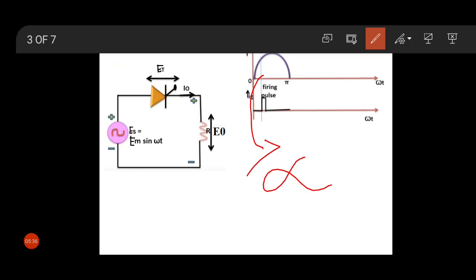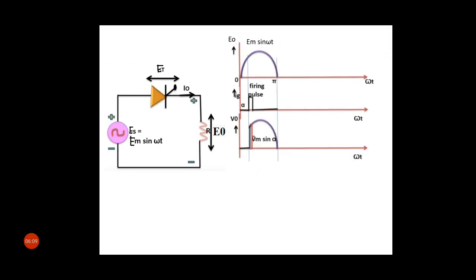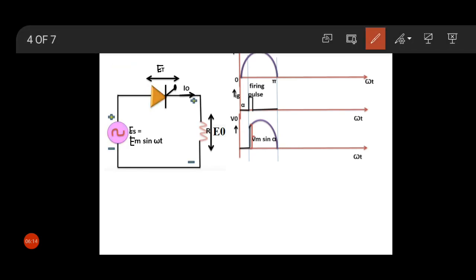Okay, so at this time period, that means 0 to alpha, all the voltage drops across the thyristor. When you provide the firing pulse, the supply voltage flows through the load. So at the alpha position we provide the trigger pulse and the thyristor starts conducting. Now see, after the thyristor conducts, the load voltage is this.